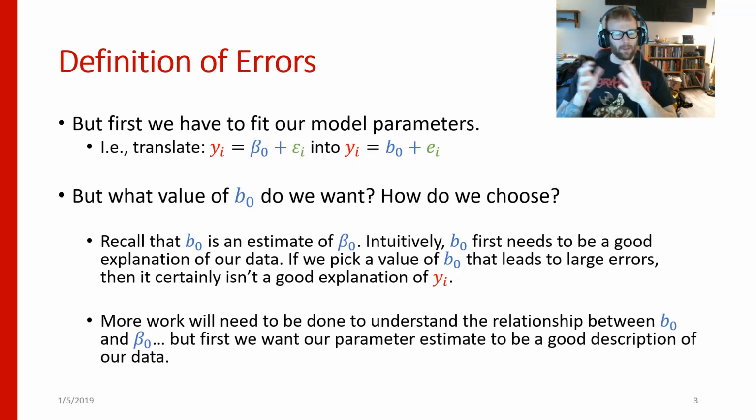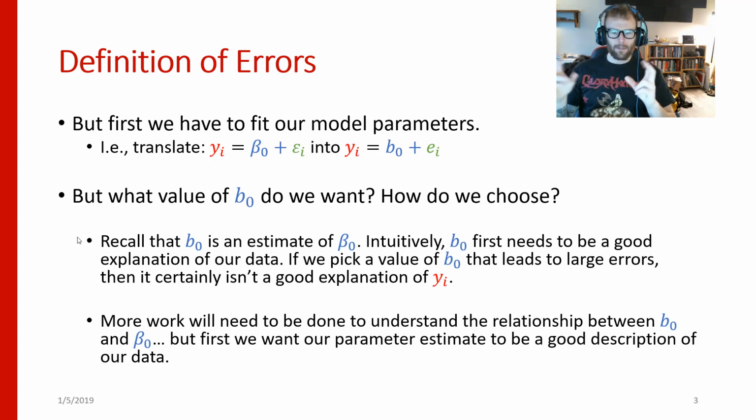Now, before we can calculate that error, we have to fit our model parameters. That is, we have to find some value of b that's going to be a good estimate of our beta. But what value of b do we want, and how do we choose it? Well, recall that b is an estimate of beta. So intuitively, b first needs to be a good explanation of our data. If we pick a value of b that leads to large errors, then it's not a good explanation of y, and it's probably not going to be a very good estimate of beta either.